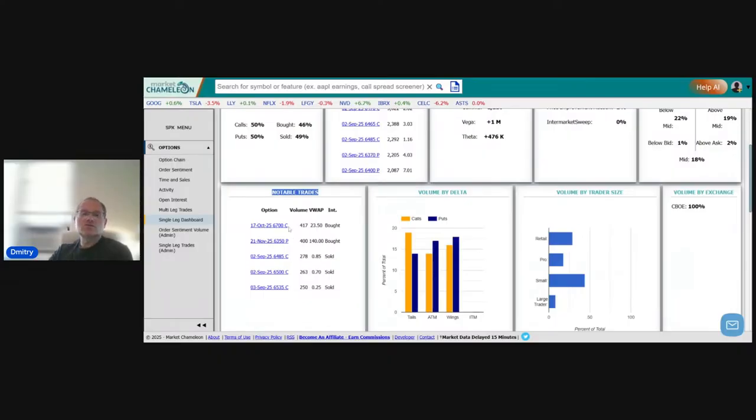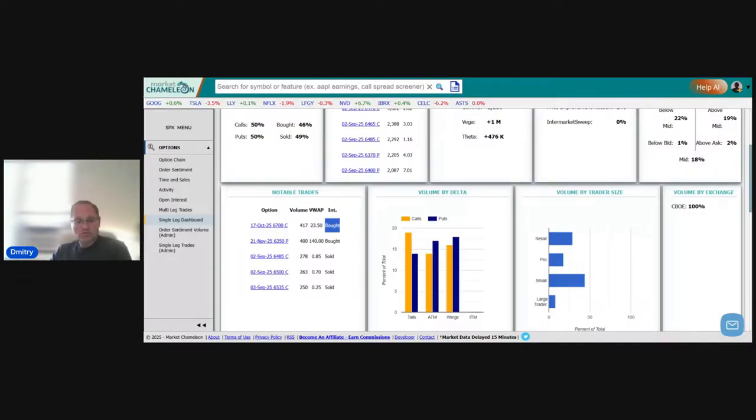October 17th, we got the 6,700 call that we detected traded 417 contracts for a VWAP price of $23.50. Our interpretation was that the incoming, or initiating, order was a buy order. So here we have an October 17th, November 21st, a couple in September 2nd and September 3rd. And that, again, lets us quickly get a sense of where there's concentration of volume, some notable trades, the prices that it's been trading around.